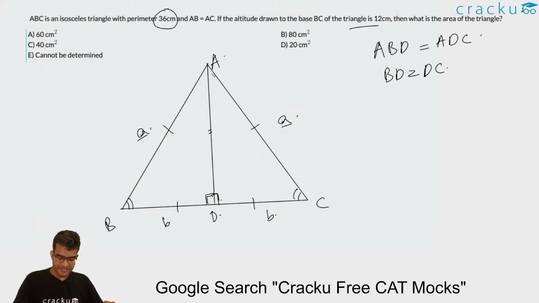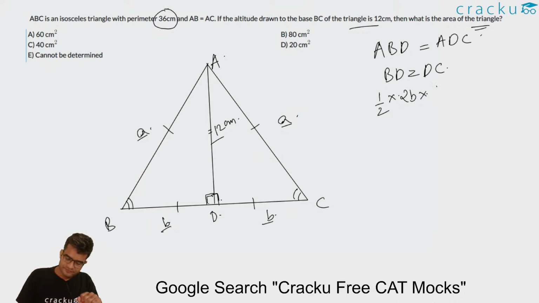Now we are told that AD is equal to 12 centimeters. This height of the altitude is given to us. What we are required to calculate is the area of the triangle. The area of the triangle is half into base into height. So that will be half into the length of the base, B plus B, that is 2B, into the height, 12. So the area of the triangle is 12B.